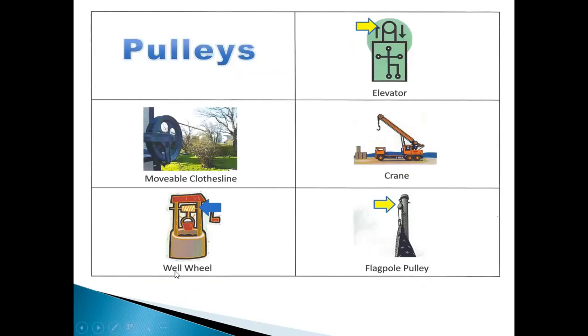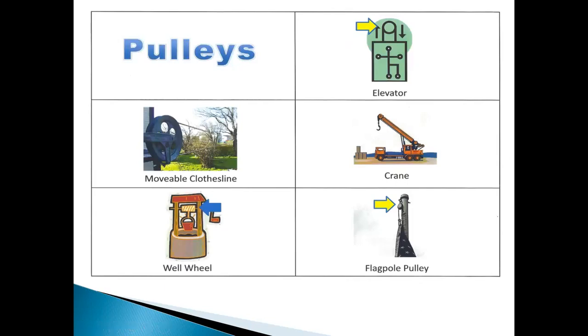For example, the well wheel. Also, there is a rope over the basket, and then you are doing what? Pushing or pulling? The two things, right? You are doing both forces so as to get water out of or inside the well, right? Also, the flagpole, it's using the pulley. You are pushing the flag or you are pulling it.